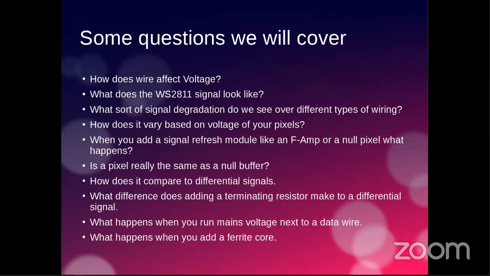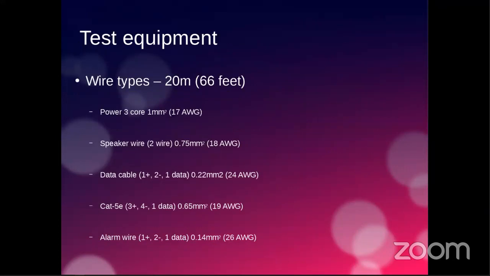We're going to spend a bit of time looking at things like F amps and null pixels and how they work and what sort of difference they make. We're going to look at a pixel as a null buffer and talk to how effective that is or isn't. We'll also take a quick look at things like DMX signals and the differential signals that are used between controllers and their remote boards. And then we'll also take a look at some termination resistors and stuff like that. So it will get pretty technical through the presentation.